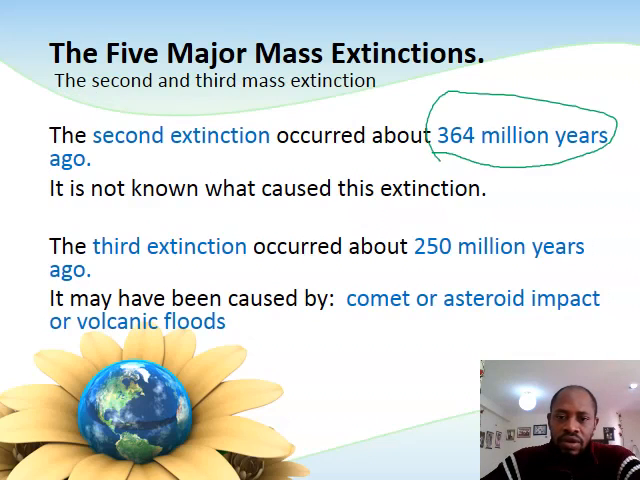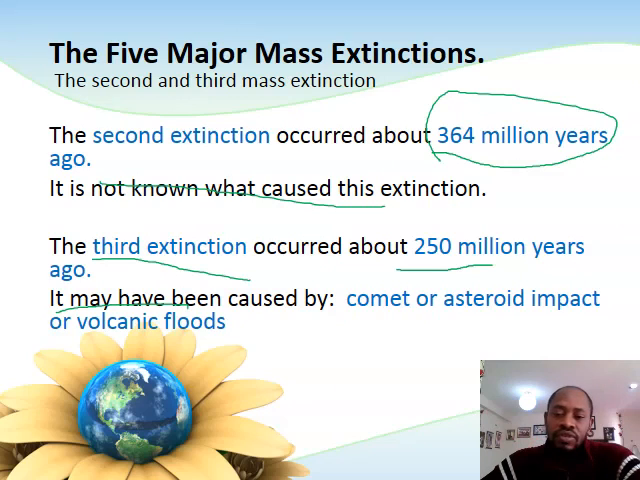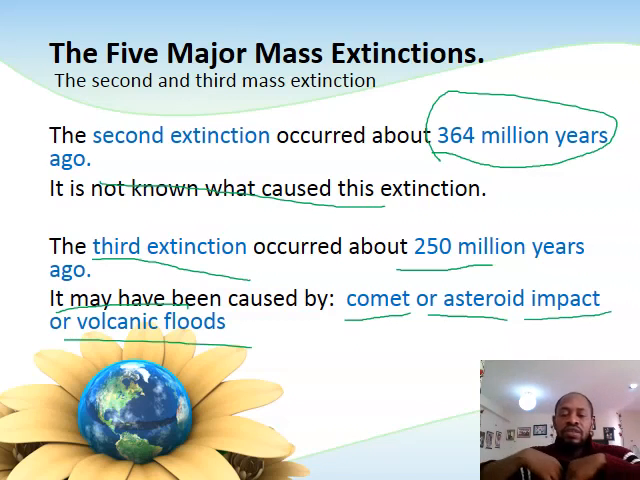Now the second mass extinction occurred about 364 million years ago and doesn't have a known cause. We don't know what really caused it, but it was noticed that within that geological time scale, many species went extinct. The third one, which is among the only 2 mass extinctions that will be of great interest to us in this section, occurred about 250 million years ago, and there are many hypotheses about it, because we don't know exactly what happened. But from some evidence, we suspect that it could have been a comet or an asteroid, rocks flying in space, that impacted the Earth, or a volcano that erupted and flooded a whole area.